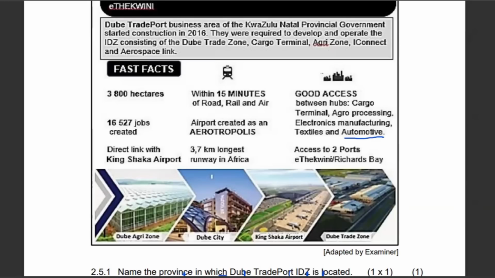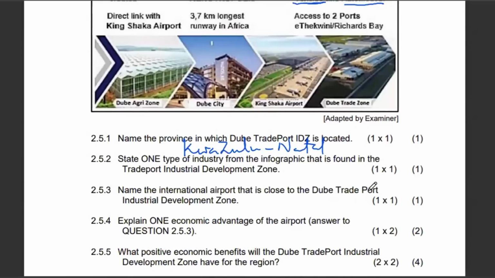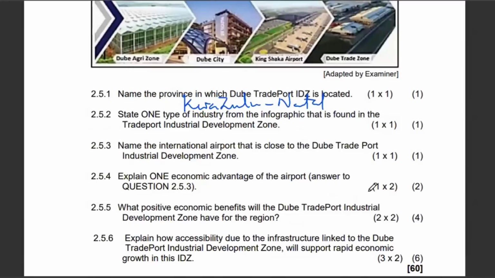The automotive, we're saying the manufacturers of motor vehicles, they are part of the industries found there. And also, if you check the textiles, the manufacturer of cloth, they are also found there. And also electronics, we also find them there. And also we find agro-processing is also present in that industrial zone. So basically from the text, we can identify those ones as part of the industries which are found in Dube trade port. It only needs one, you just pick one from the given set of the types of industries.